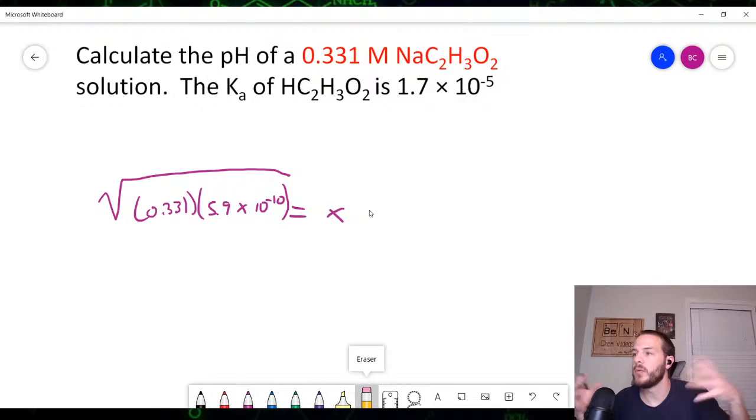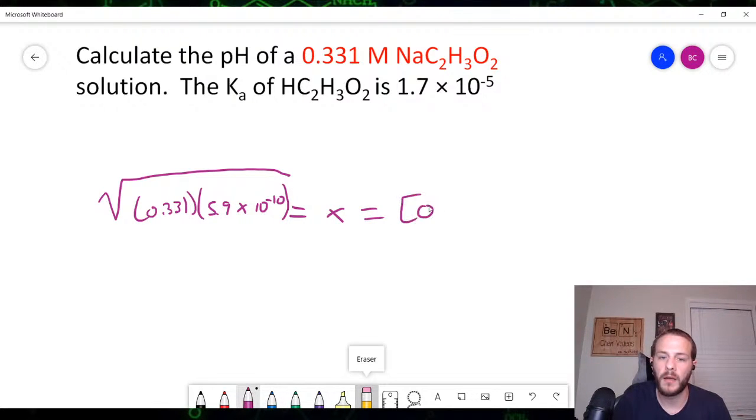So the value of X, which is equal to the hydroxide ion concentration, is going to be equal to the square root of the product of 0.331 and 5.9 times 10 to the minus 10.